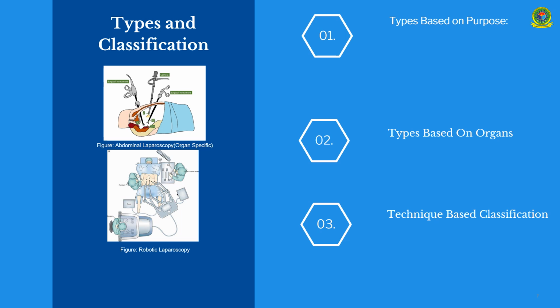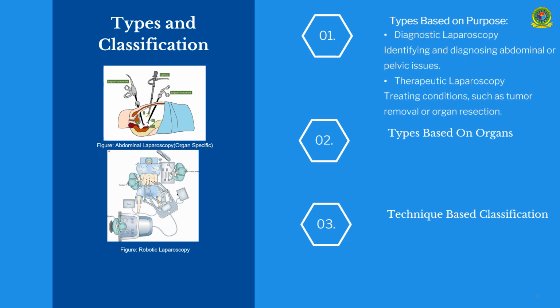Types and classification. Laparoscopy is classified in different ways based on different things. Number one, types based on purpose. It can be diagnostic laparoscopy or therapeutic laparoscopy. In diagnostic laparoscopy, we identify and diagnose abdominal and pelvic issues. In therapeutic laparoscopy, we treat conditions such as tumor removal or organ resection.